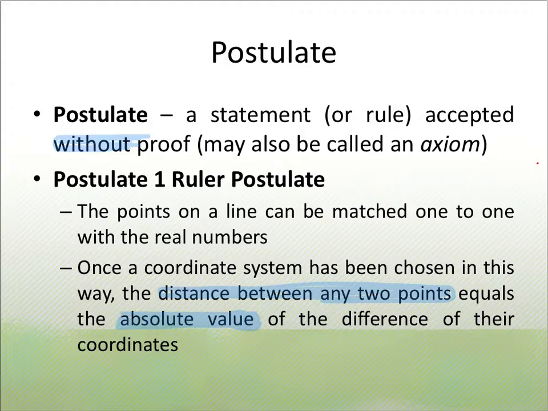The first postulate we are going to learn about is called the ruler postulate. And the ruler postulate states that the points on a line can be matched 1 to 1 with the real numbers. And then it says, once a coordinate system has been chosen in this way, the distance between any 2 points equals the absolute value of the difference of their coordinates. And I'm going to explain what that means momentarily here while you guys finish writing.